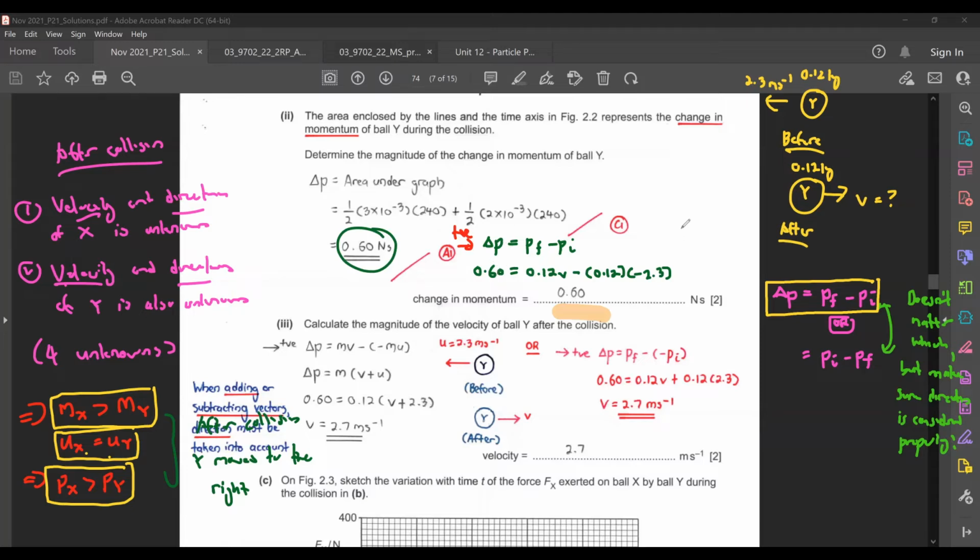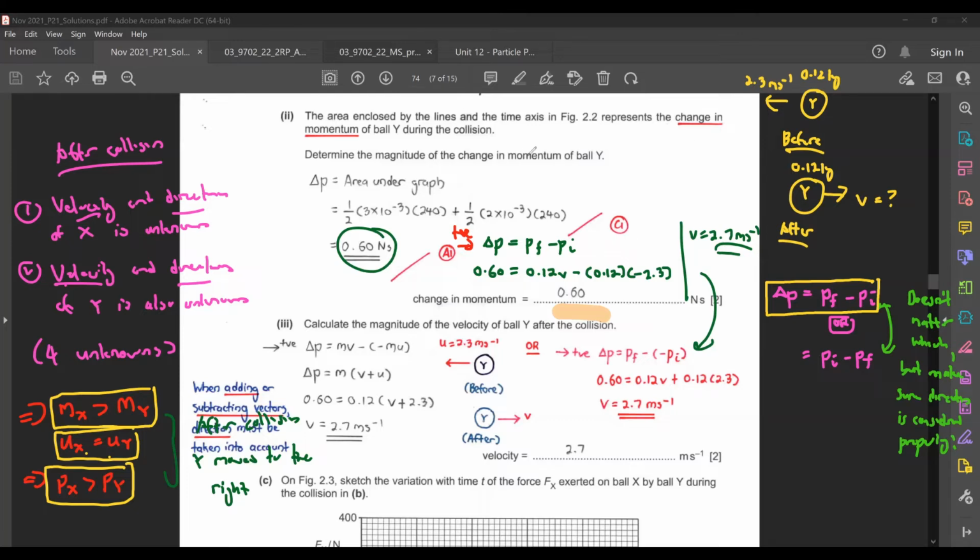Okay, now when you do this, your answer should be correct, where you're going to get V equals 2.7 meters per second, which is actually what I wrote here. If you do it like this, you're going to get the answer as 2.7 meters per second. That's correct. But what if you set your sign convention a bit differently?